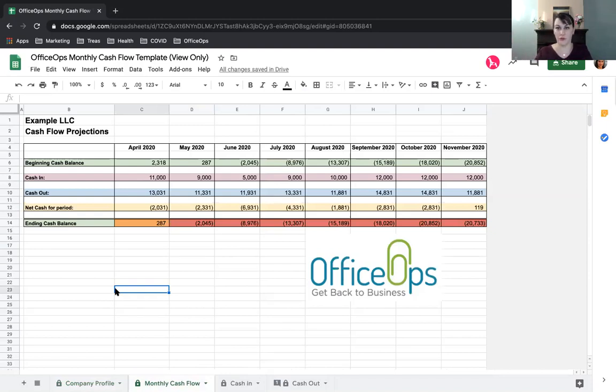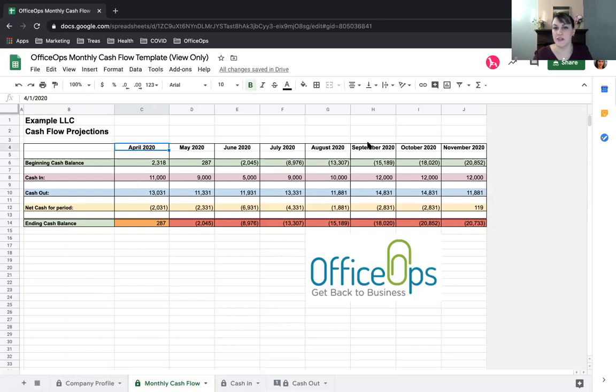So just an overview of our cash flow projections tab. Anytime I come to a new page, I want to start at the top left so we can work our way down. So we have our business name. These are our cash flow projections. This is the summary sheet for the work we're going to do on income in and income out. This is our beginning cash balance as of the moment we're updating this cash flow.